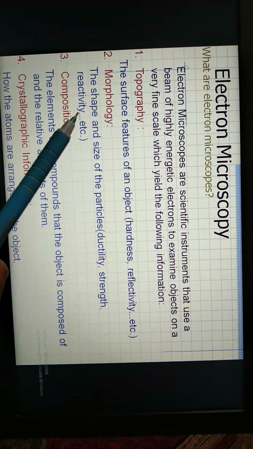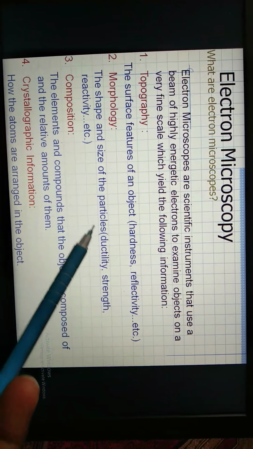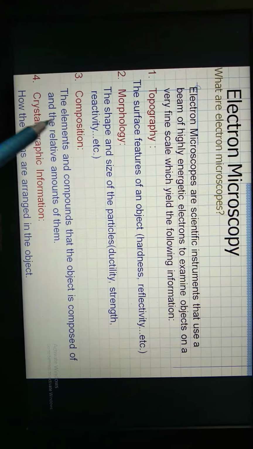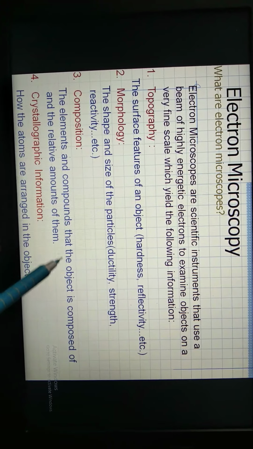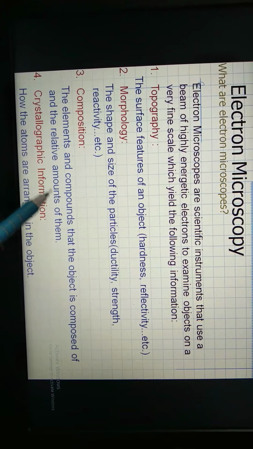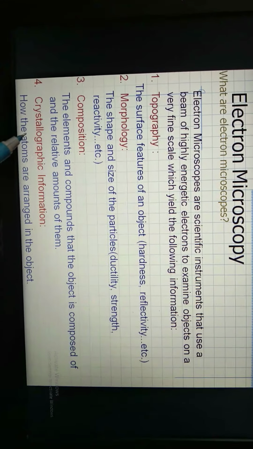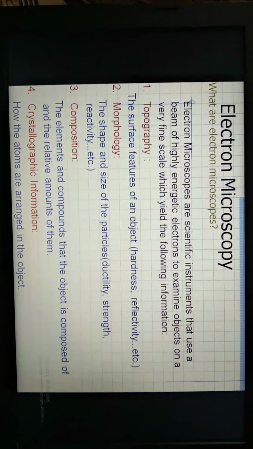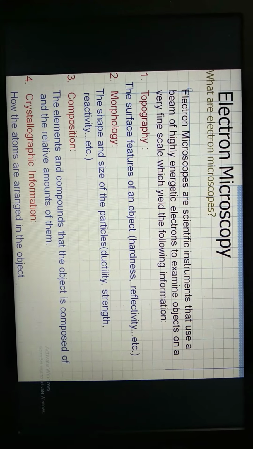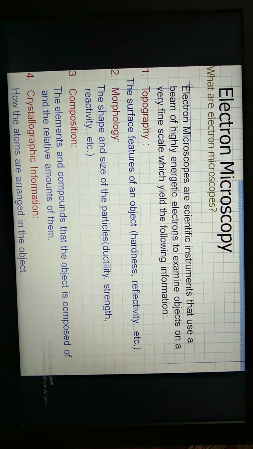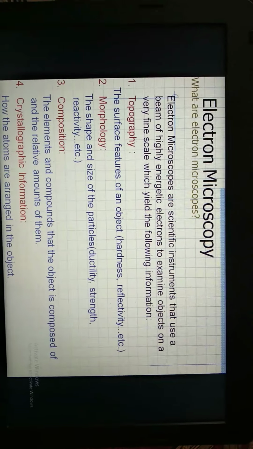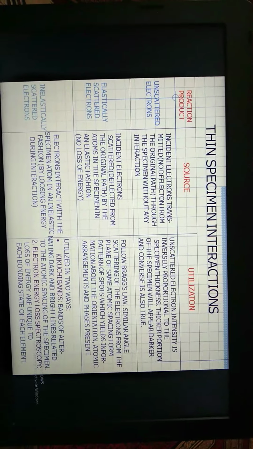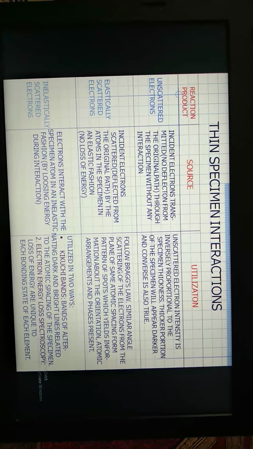The morphology tells us the shape and size of the particle, that is, ductility, strength and reactivity are obtained. The compositional value tells us about the elements and compounds that the object is composed of and their relative amounts. And the crystallographic information is how the atoms in the crystals are arranged. So these are the informations that we get from electron microscopy, the technique that we are going to study in this week. The next slide shows the information that we get from the transmission electron microscopy technique.